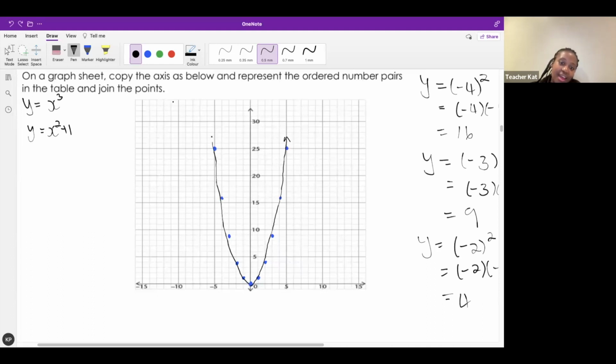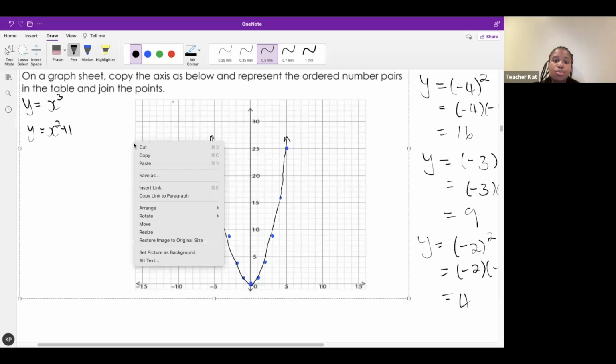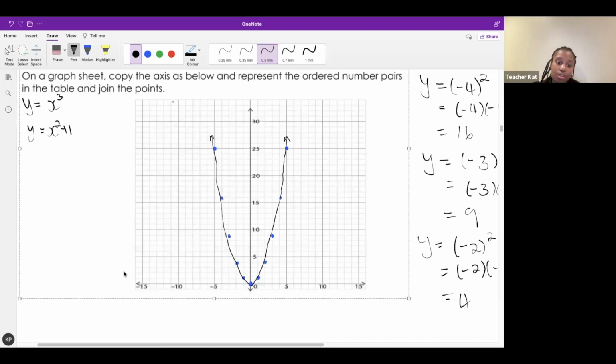Okay, I'm gonna take that. The point is it's not a straight line, okay? Because if you insert a straight line here, it will not touch all of these points. It is more of a U shape. So this is called a quadratic graph, and we'll deal more with this when we're doing graphs later on in the year.